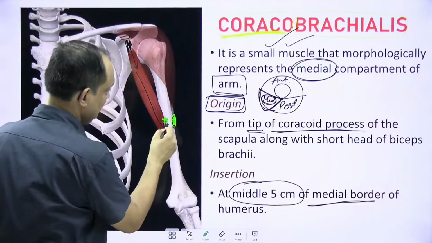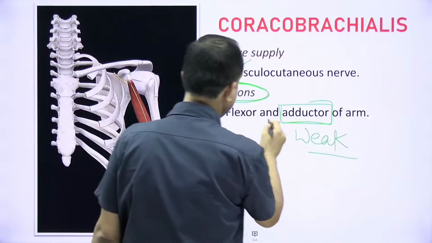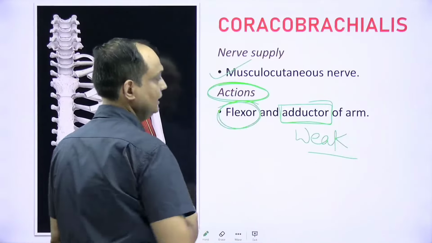Now, what is the nerve supply? I told you all the muscles of the front of the arm are supplied by the musculocutaneous nerve. Now, we will talk about the action. I told you that it is comparable with the medial compartment of the thigh. The medial compartment is the adductor compartment, so it is an adductor, but it is a weak adductor of the arm, and it is a weak flexor of the arm.